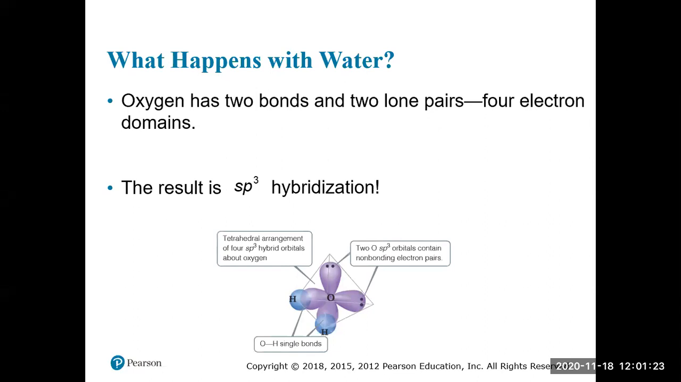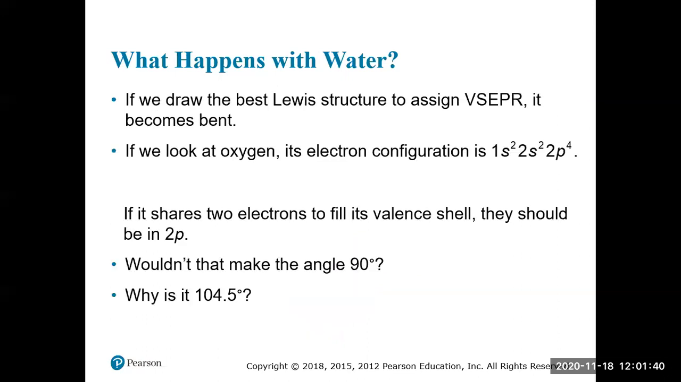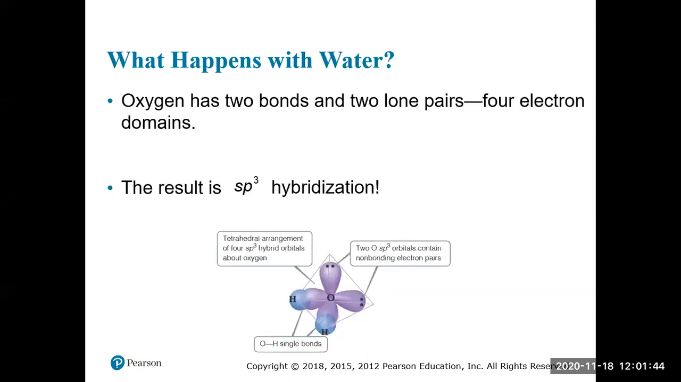And so what we wind up with is sp3 hybridization, because we've got 4 spots there. Because of that sp3 hybridization, we wind up with this tetrahedral look, and that's the reason why the bond angle is 104.5 rather than 90.